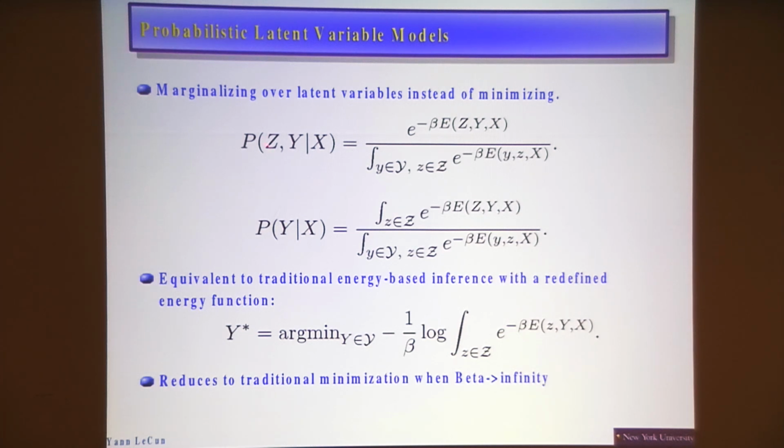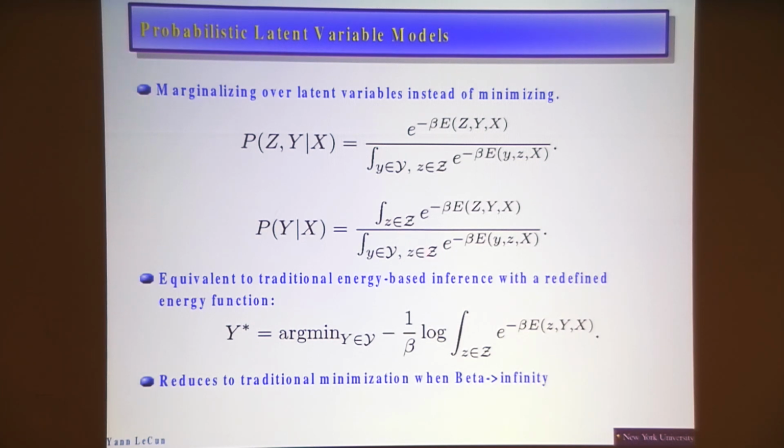And then once this probability distribution is marginalized over z, z disappears from it. So now we just have p of y given x, and it's the integral over z of e to the minus beta e of z, y, x, divided by the integral over y and z of the same thing. Okay? And if you think about it, this is nothing more than the Gibbs distribution over a particular funny energy that has this form. Okay? This is exactly the same as that, where we only integrate over z.